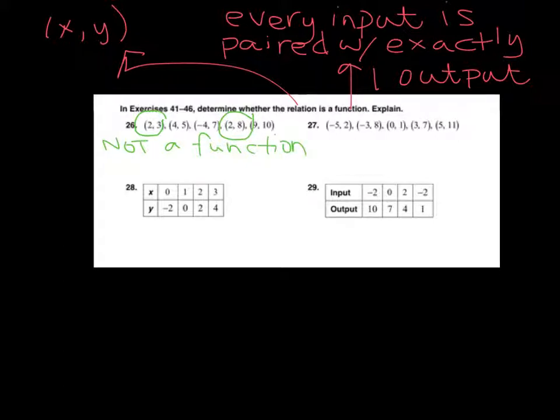Okay? All right, let's go ahead and look at the next one. So on the next one, we have -5, -3, 0, 3, 5. Since no x values repeat, this is a function. And that's what you would say for your explanation. No x values repeat. Okay? All right, go ahead and pause and see if you can do 28 and 29, and then we'll talk about them.